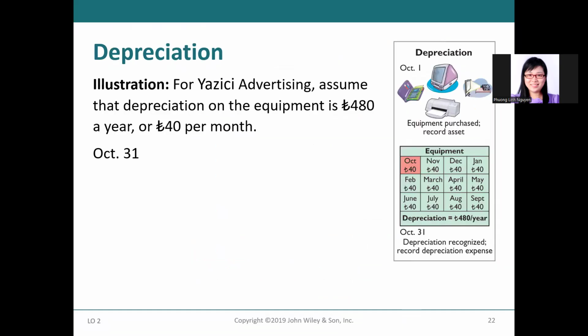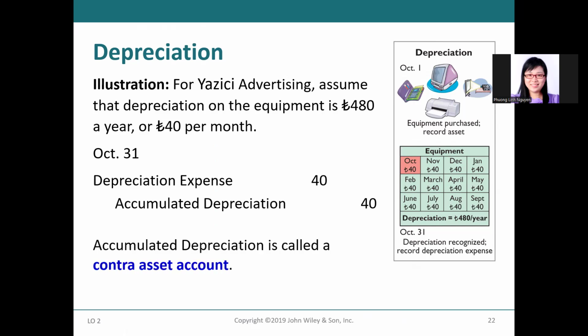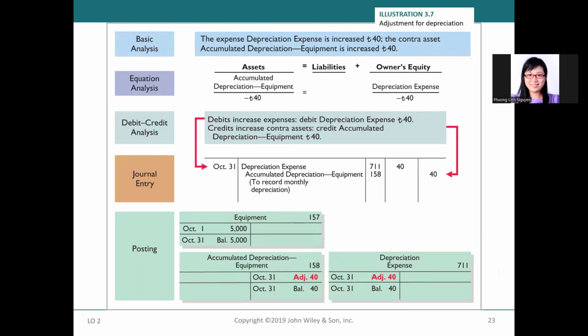For Yazzie Chic advertising, assume that depreciation on equipment is $480 per year or $40 per month. So every month we will depreciate the equipment for 40, right? So the journal entry at the end of October will be debit depreciation expense 40, credit accumulated depreciation for 40. Okay, and remember, accumulated depreciation is a contra asset account.